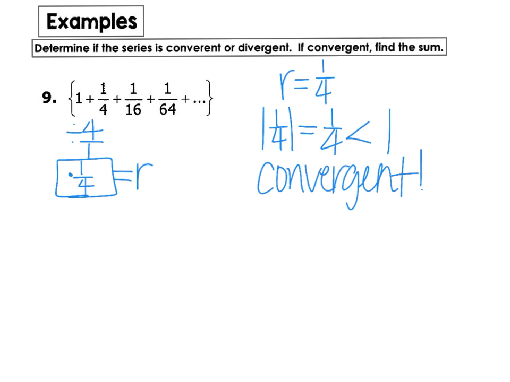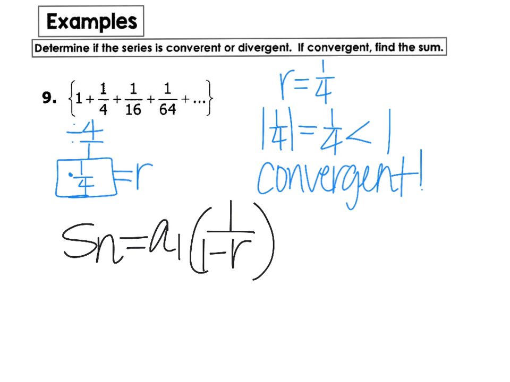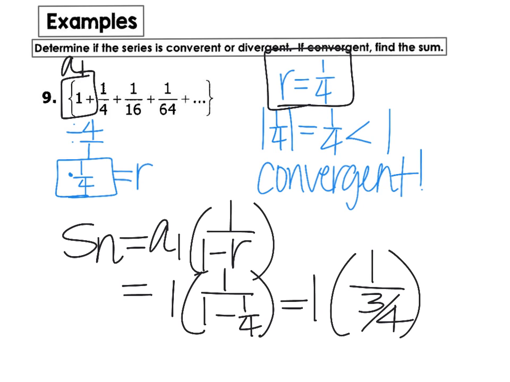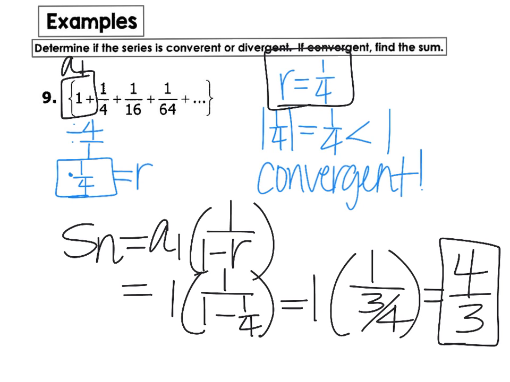So, our formula is S sub n equals our first term over 1 minus r. All we need is our first term and our common ratio. r is 1/4, first term is 1. Plug it in. So we get 1 over 1 minus 1/4, which gives us 1 over 3/4, which gives us 4/3. All right, so the sum of our infinite convergent geometric series is 4/3, and we're done.